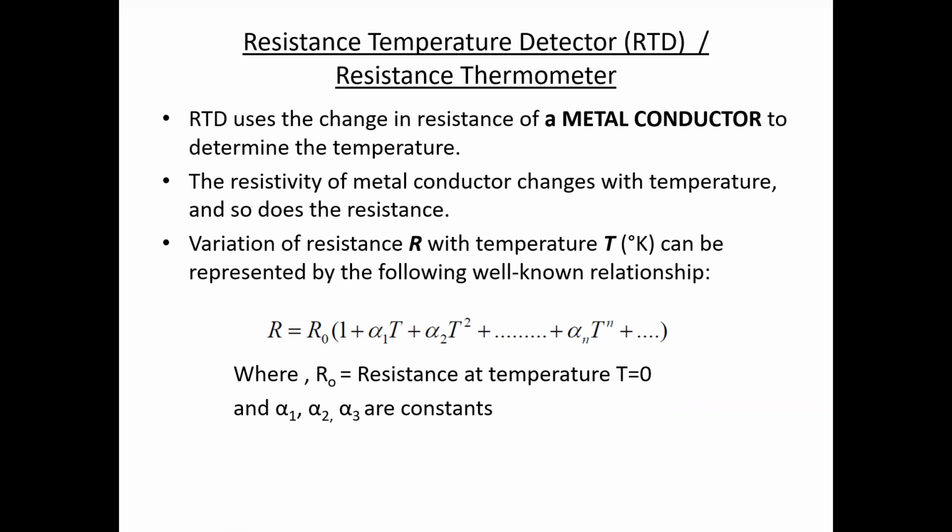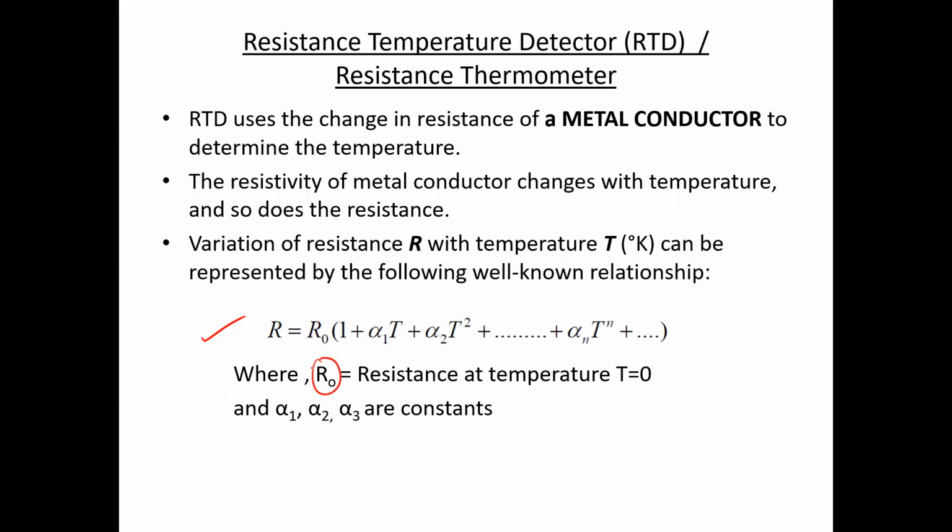normally uses a metal conductor, and the resistivity of that metal conductor varies with respect to temperature, and with respect to that the value of the resistance of the metal conductor also changes, which is used to determine the temperature. Now the variation in resistance with respect to temperature can be represented in terms of this higher order polynomial, because the relationship at higher values of temperatures becomes non-linear. So it is represented by this non-linear equation.